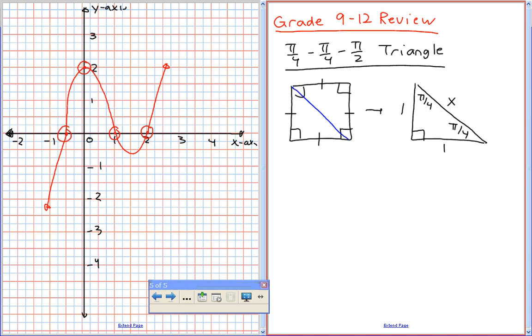Okay, so x squared equals 1 squared plus 1 squared. x squared equals 1 plus 1. x squared equals 2. x equals root 2. So there's your 45, 45, 90 triangle.